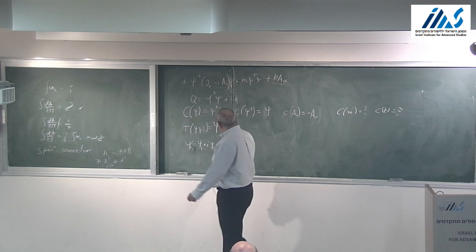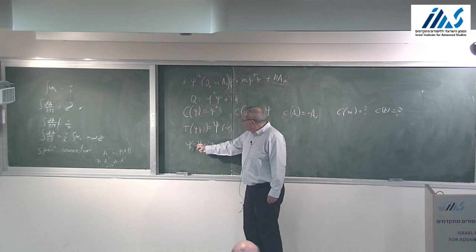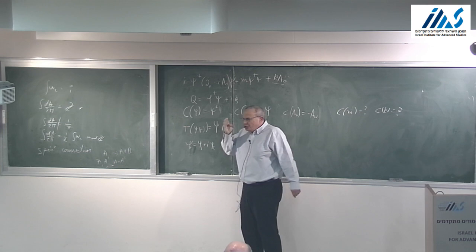The difference between us, look at this C. What does C do? C is a unitary transformation. It commutes with time. It maps psi to psi dagger, and therefore it maps psi 1 to itself, and psi 2 to minus itself. So the difference between your T and my T is that what you call T, I would call CT.